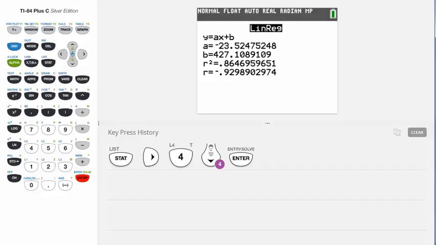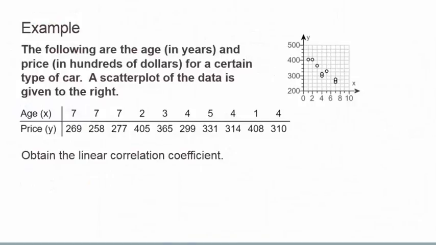R equals negative 0.92989. Rounding to 3 decimal places, R equals negative 0.930.